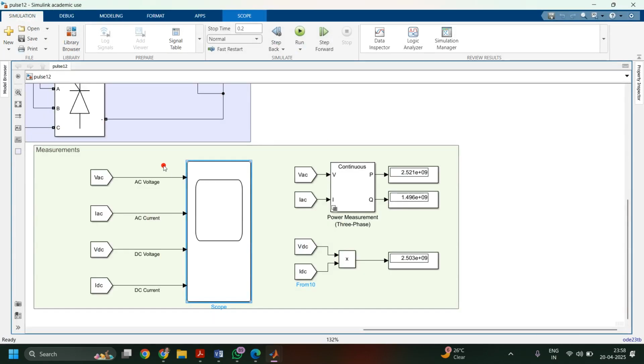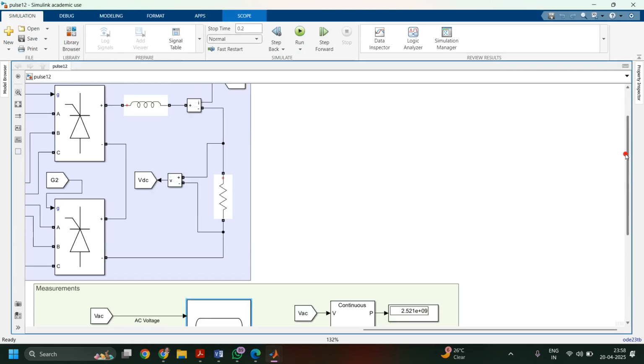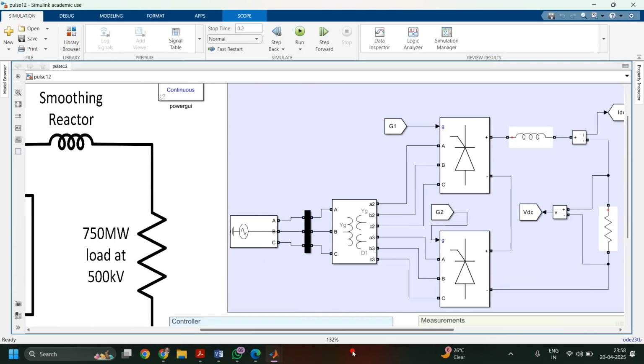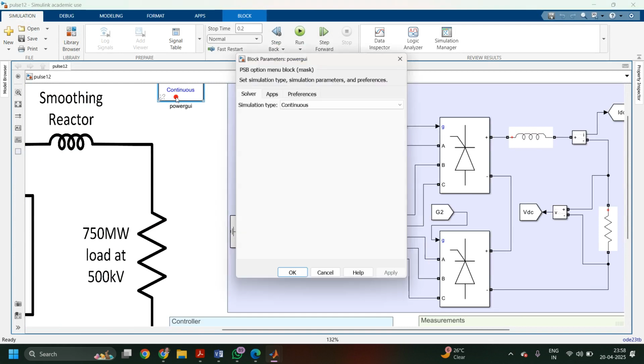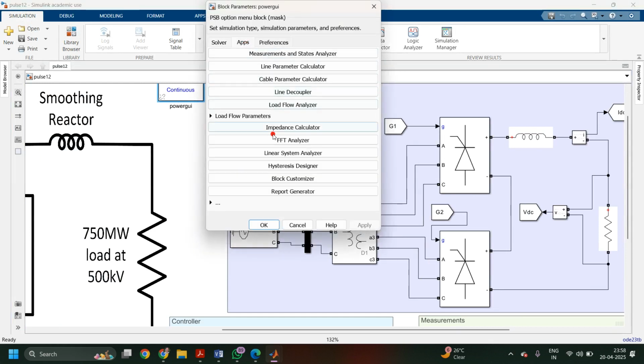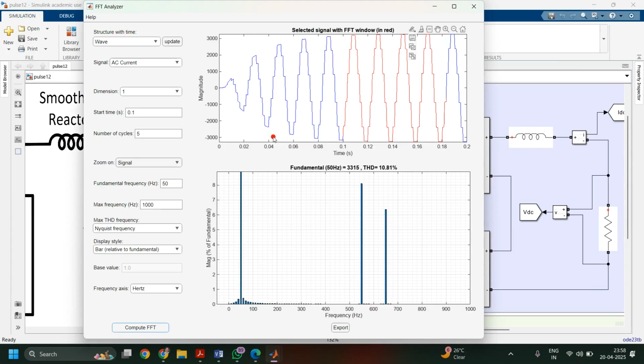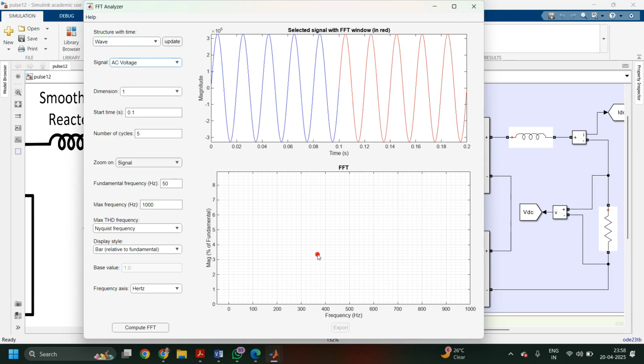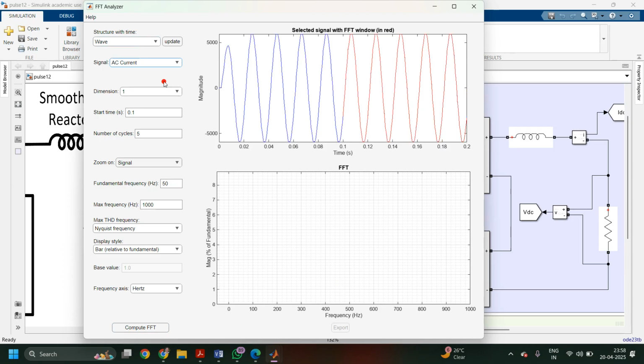Okay, now let us observe the THD. Click the Power GUI block. Go into the apps. Click the FFT analyzer. In this FFT analyzer, go to the wave. Okay, in this wave, you see the AC voltage. Now check the AC current. So AC current is almost sinusoidal here. Keep the start time as 0.1, number of cycles to 5, frequency to 50 hertz, and check compute FFT.